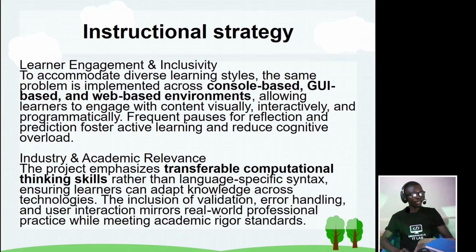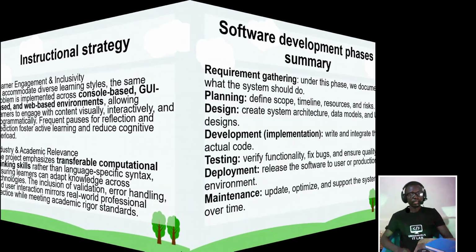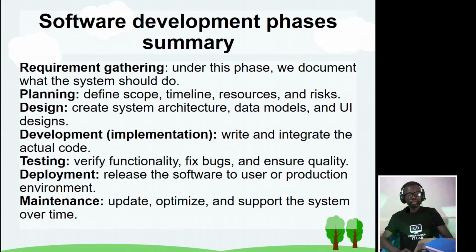Then lastly, industry and academic relevancy. So this project emphasizes transferable computational thinking skills. By the end, we shall be able to think like developers in the field. So the inclusion of validation, error handling, and user interaction mirrors real-world professional practice. That is exactly what we are going to do. We are going to make sure our application is able to handle errors and everything which will show up.